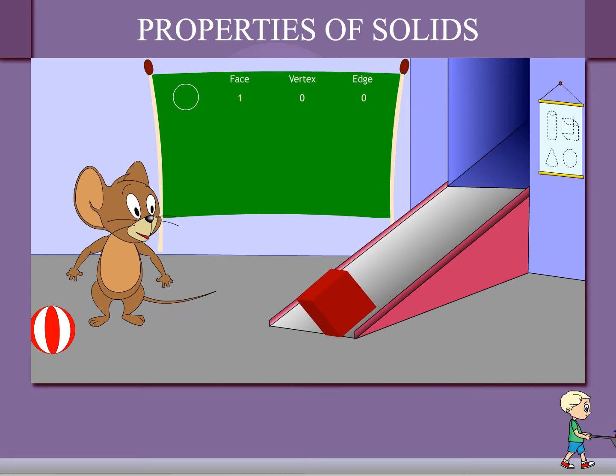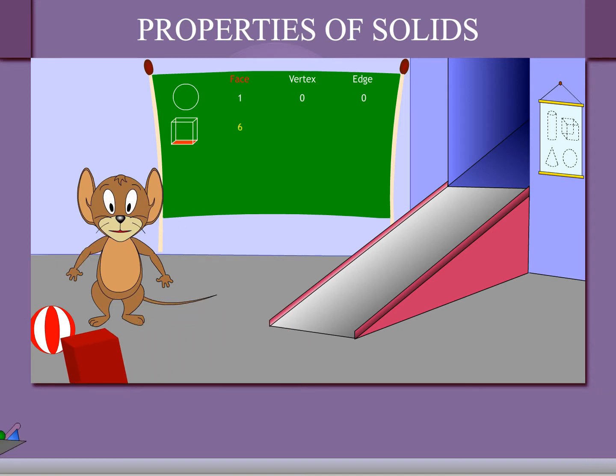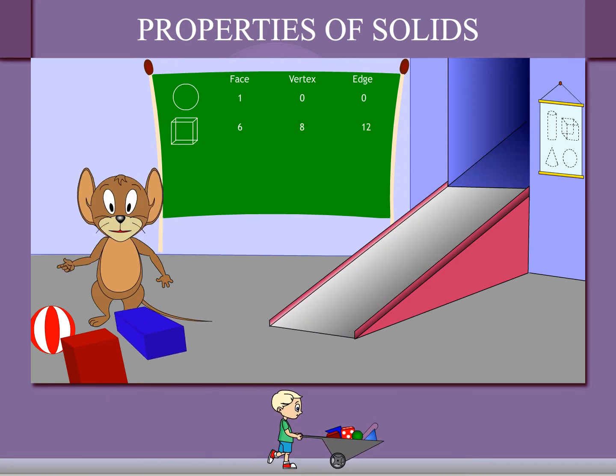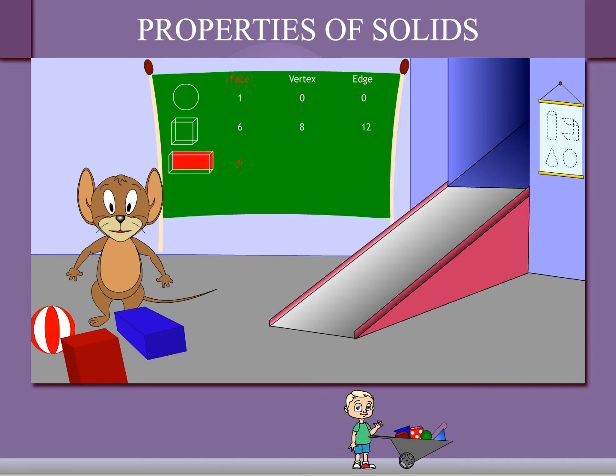Here slides a cube with 6 equal faces, 8 vertices and 12 edges. Now slides down a rectangular block. Like a cube, it has 6 faces, 8 vertices and 12 edges.